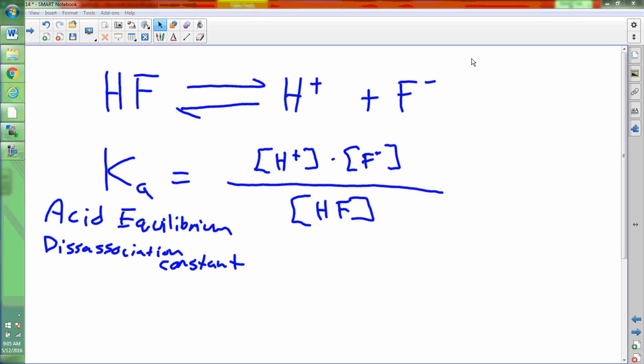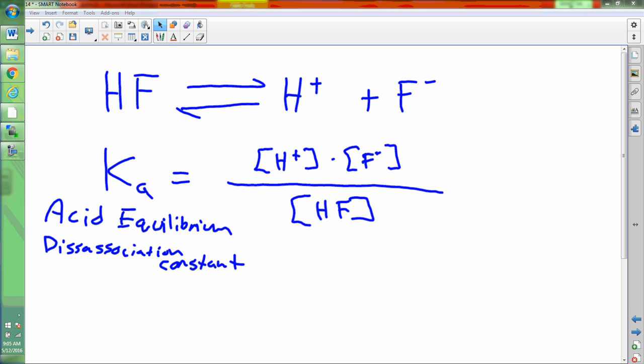What are we looking for here? Well, this is how we calculate it. Let's say we found a brand new acid, and we want to know what its Ka value was. We would have to measure the concentration of the H plus ions, measure the concentration of these, measure the concentration of these, and then use that to calculate. It basically comes down to a ratio, a percentage of these ones that are broken apart divided by these that haven't, the ones that are left.